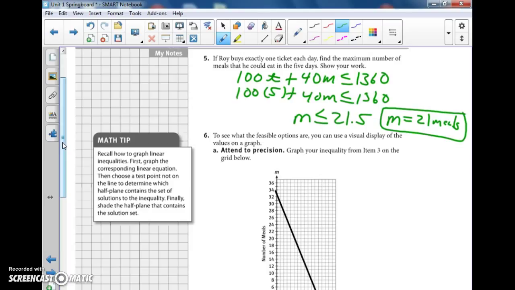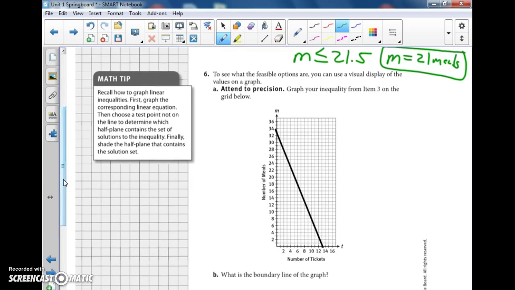What did you guys find out? 34, right. So you're going to put a point at 0, 34 meals on the axes. If you were to buy 0 meals, how many tickets could you buy? 13.6 tickets, right? So you're going to go to the other axis and put a point at 13.6. Making sense? Now take out your straight edge and connect those 2 points together on the graph.